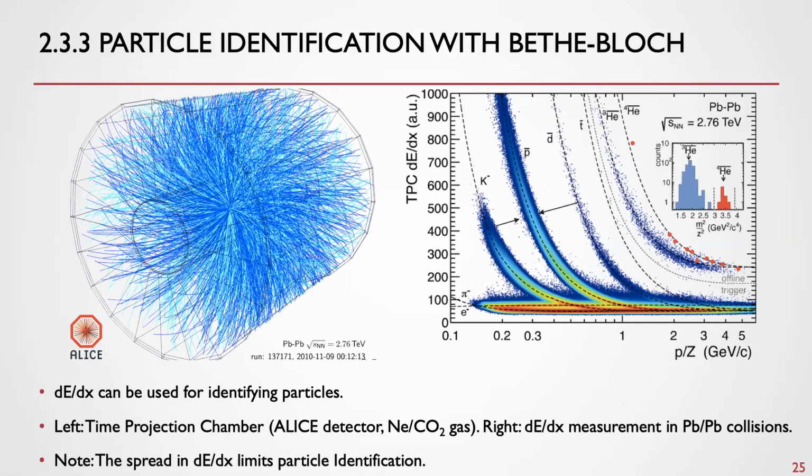What's shown left is the time projection chamber of the ALICE detector. It's operated with a gas, so the energy loss is small. The plot to the right shows the dE/dx measurement in lead-lead collisions. So these are really violent many-particle collisions. You see an event display here. It's crazy. This is thousands of tracks. The time projection chamber would barely fit into our lecture room had we done the lecture in person.